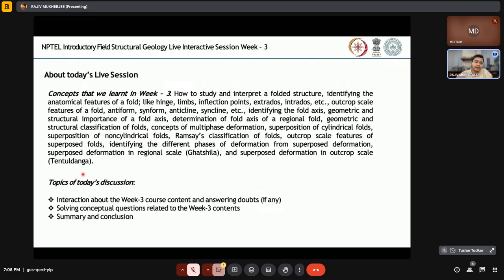So topics for today's discussion will be mostly about interaction about the week 3 course content and answering any doubts if any, then solving conceptual questions related to the week 3 contents, and finally summary and conclusion. So this was the overview of what we are going to discuss for today's live session. Now let us begin with some conceptual problems that I have designed carefully to match with the content of week 3, where we mostly learned about ductile deformation, specifically related to folding, and I have curated some problems related to fold and folding mechanisms.